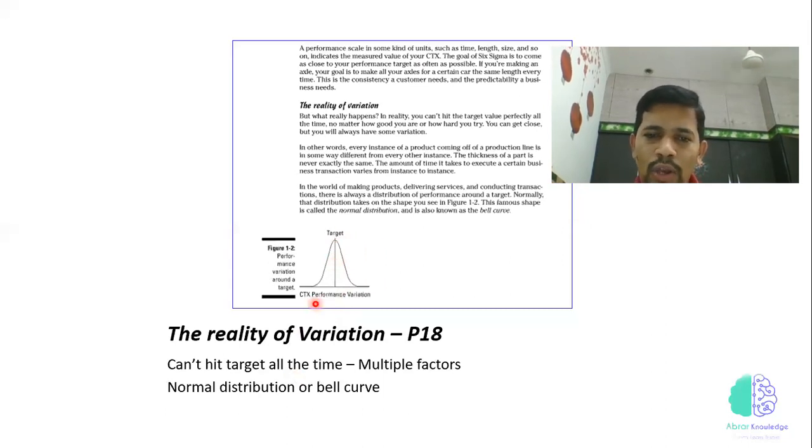So these things you all know: this is called the normal curve, normal distribution, or bell curve. So the entire Six Sigma captures the image of a bell curve.